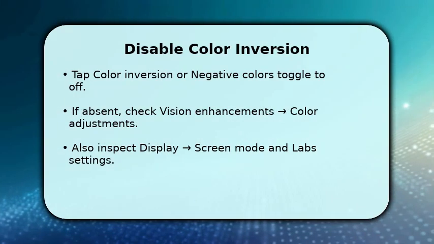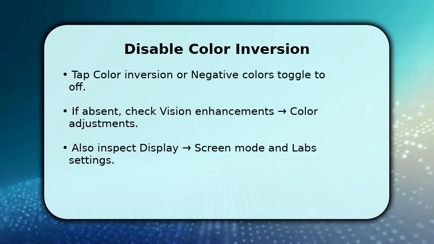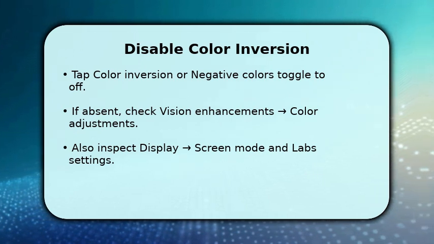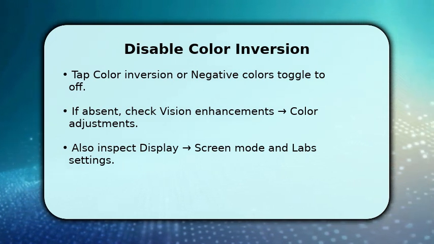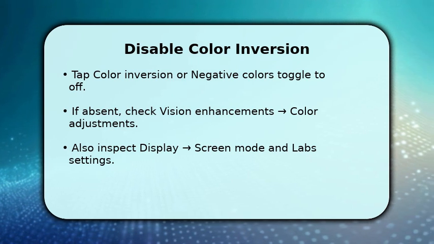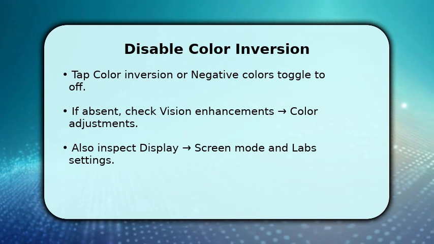Now, locate Color Inversion or Negative Colors and switch it off. This is the direct fix. If you don't see it, go deeper. Open Vision Enhancements and then Color Adjustments, since some builds label it differently. Once there, check Display Screen Mode and Samsung Labs for experimental color options that can mimic inversion.